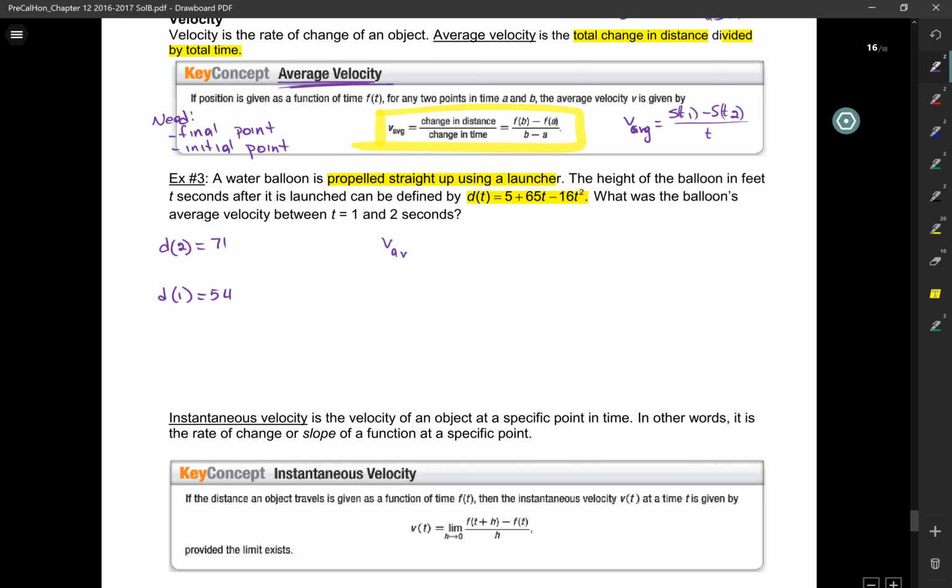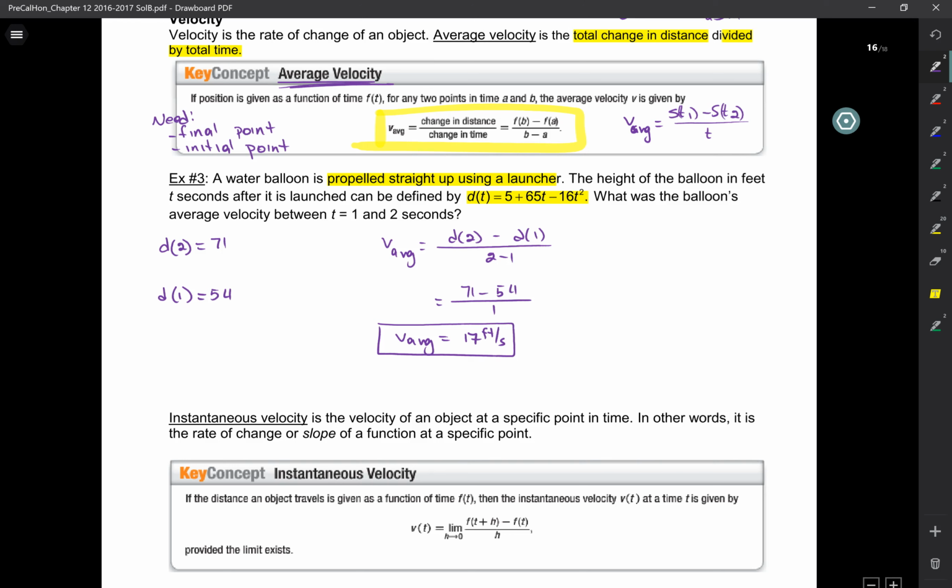So V average is equal to D of 2 minus D of 1 all over 2 minus 1. So that's just 71 minus 54 over 1. So V average is 17 feet per second for this one. Now, what is the sign of the answer that we got? It's positive, right? Is that significant? What does that mean? It's going in the positive direction. So in this case, where is it going? Up. Right? This is being launched straight up, so it's up.